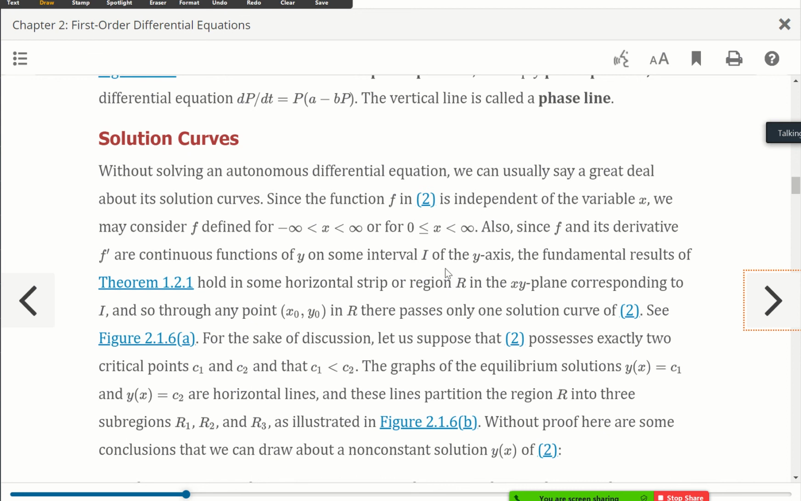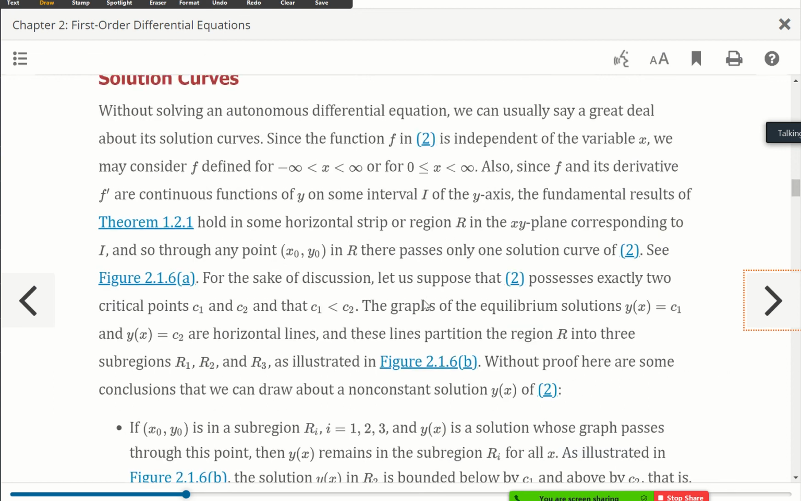Without solving the ODE in this case, we can usually say a great deal about its solution curves. Since the function in 2 is independent of the variable x, we may consider f to be defined for all real numbers or for x greater than or equal to 0. And since f and its derivative f prime are continuous functions of y on some interval I of the y-axis, the fundamental theorem that held earlier in chapter 1 will hold in some horizontal strip R in the xy plane corresponding to I. So if we pick any point in that region, there will only be one solution curve that will pass through that point.